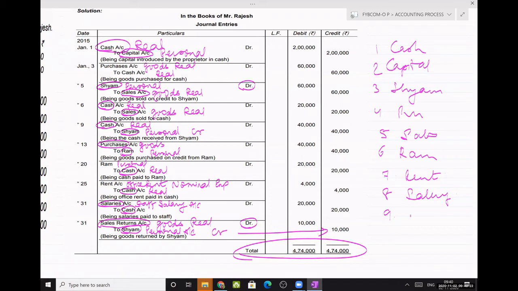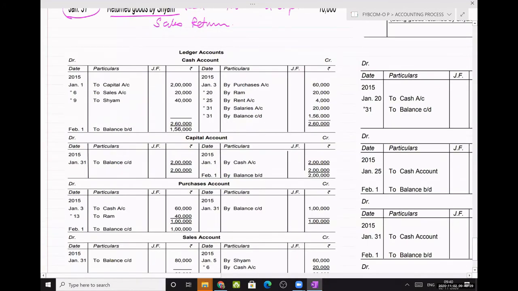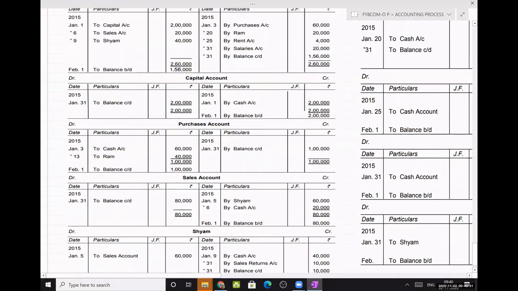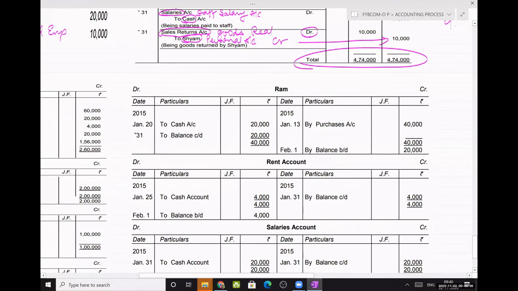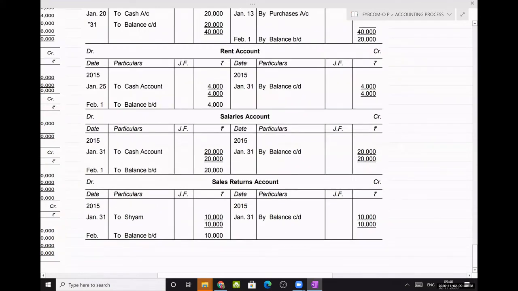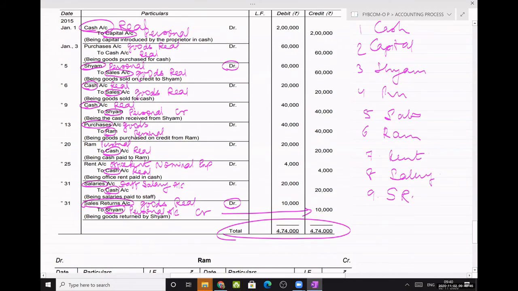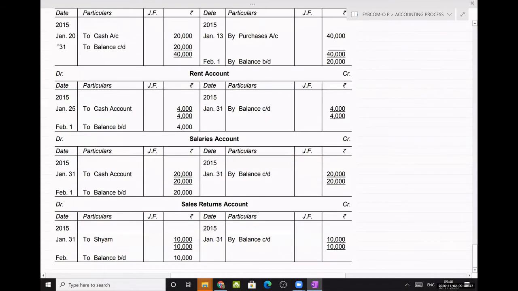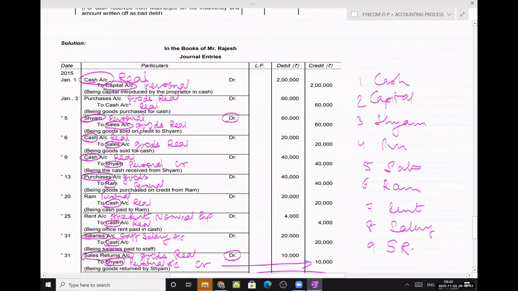So eight ledgers for sure you have to make. See, cash, capital, purchase, sales, Sham, Ram, rent, salary. Okay, sales return is there. Yeah, sales return is also there. So ninth is sales return account. So there are 9 ledgers that you have to prepare. So how do you get the count of ledgers? Obviously from the journal. So these 9 ledgers you have to prepare.